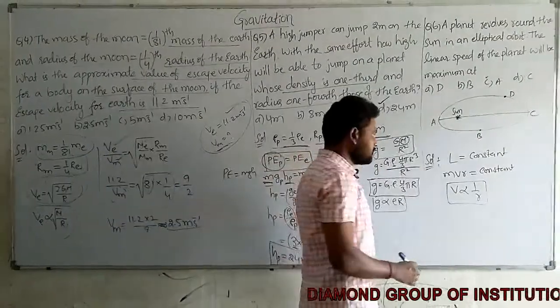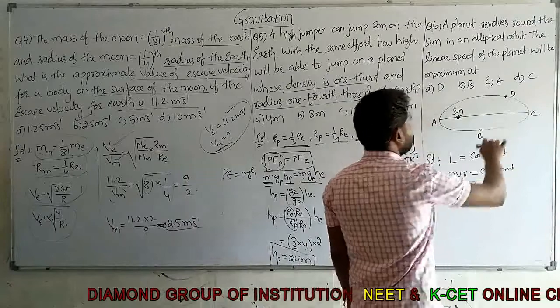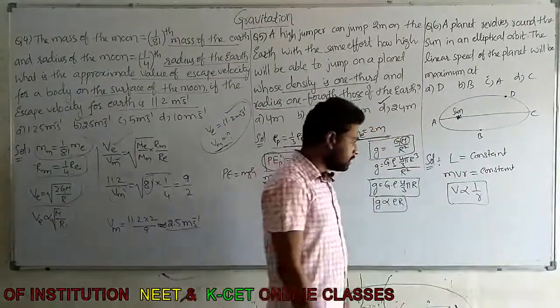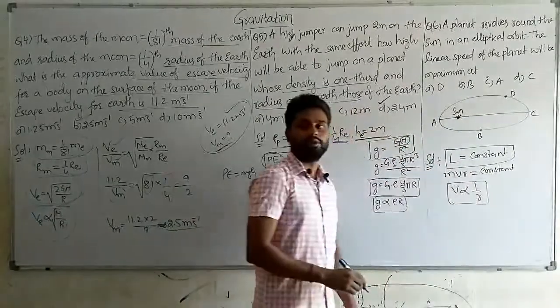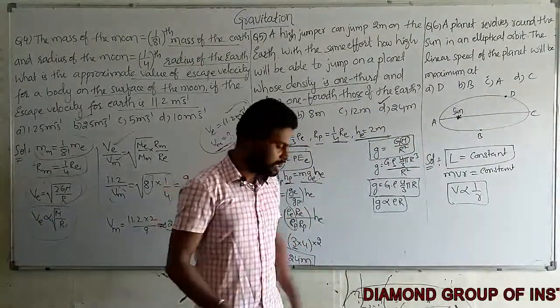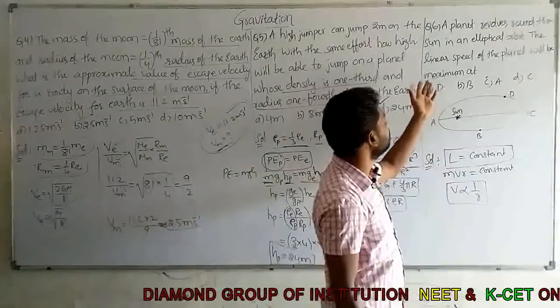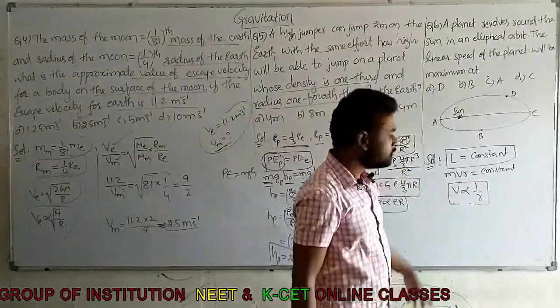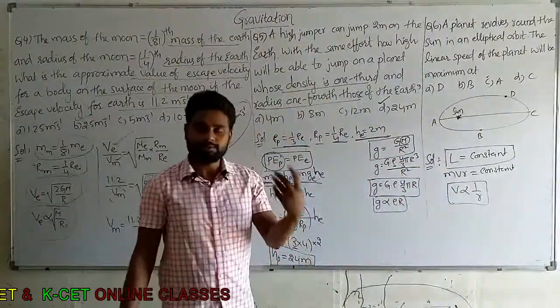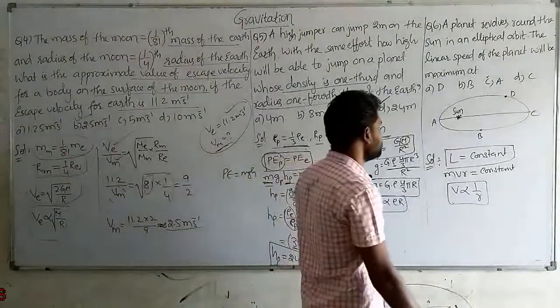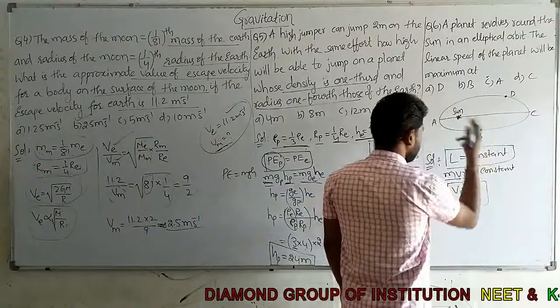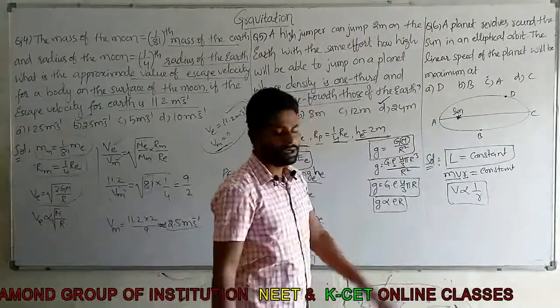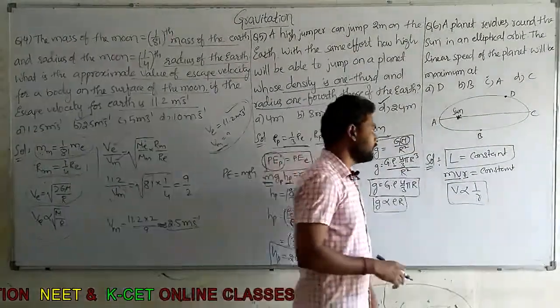From Kepler's law, we can say that if a planet is revolving in an elliptical path, then angular momentum is conserved, or angular momentum is constant. Remember that one. Here they are asking for the linear speed, so we have to write the angular momentum in terms of linear speed. We know the angular momentum formula: linear momentum times the radius at which it is revolving. So m v r equals constant.